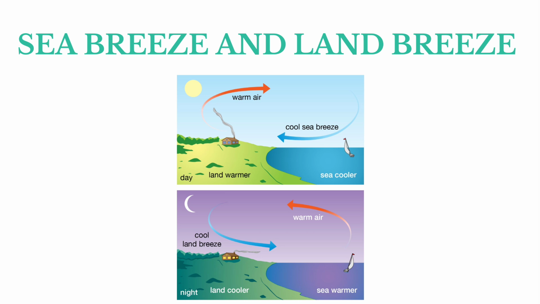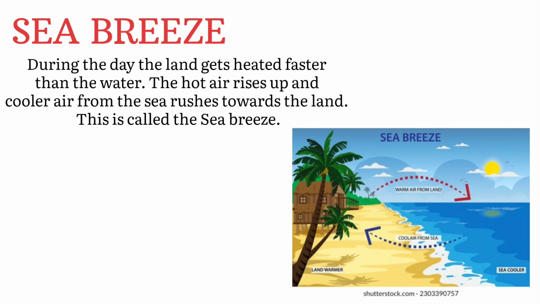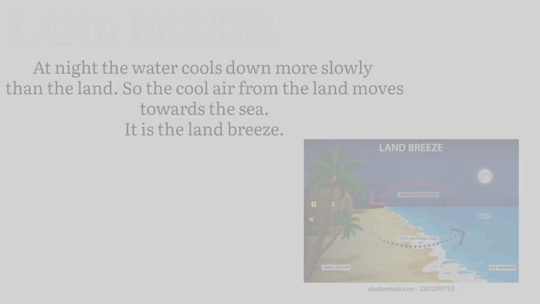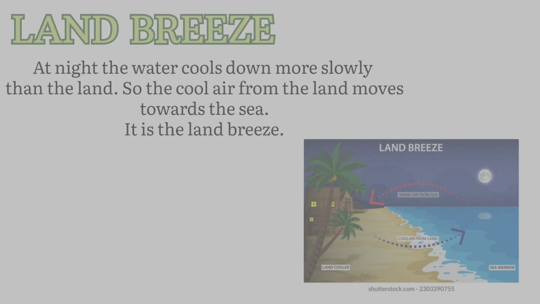Now let us move on to the next concept, sea breeze and land breeze. So what do you mean by a sea breeze and a land breeze? The sea breeze is when, during the day, the land gets heated faster than the water. The hot air rises up and cooler air from the sea rushes towards the land. This is called the sea breeze. A land breeze is when, at night, the water cools down more slowly than the land. So the cool air from the land moves towards the sea. It is called the land breeze.